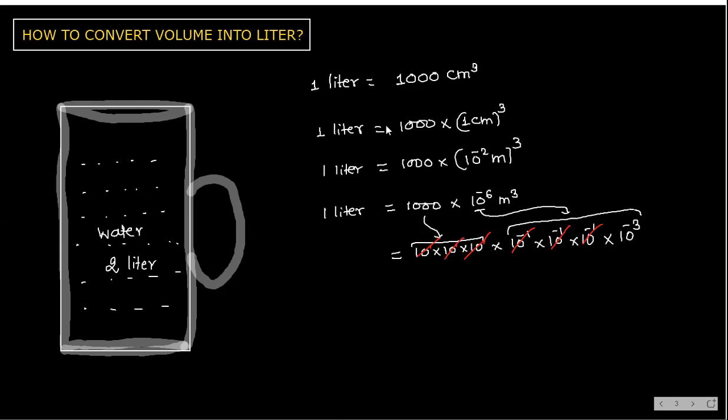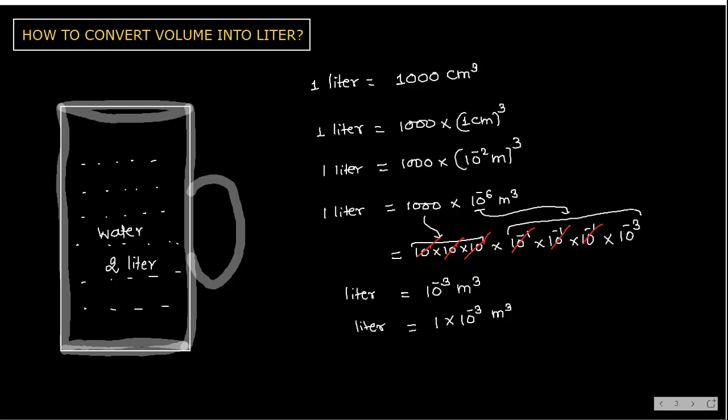Please tell me, any doubt? Clear, sir. All clear. So this is equal to how much now? 10 power minus 3 meter cube. This is what? 1 liter. So tell me now, can I write like this? 1 into 10 to the power minus 3 meter cube. Yes, no? Yes, sir.